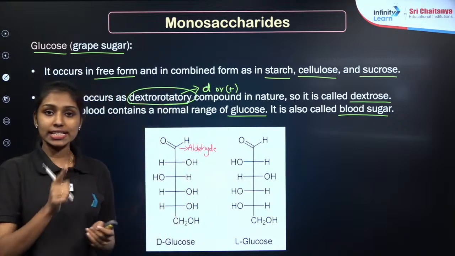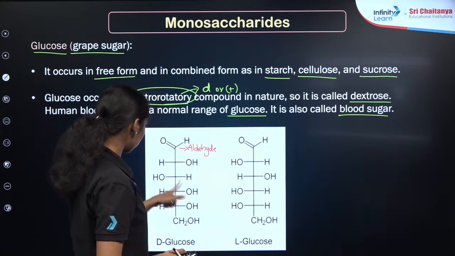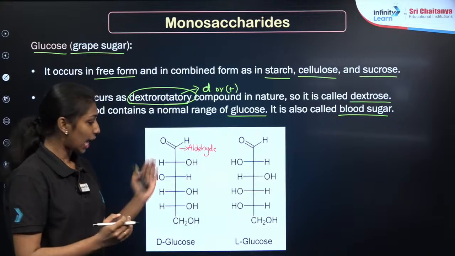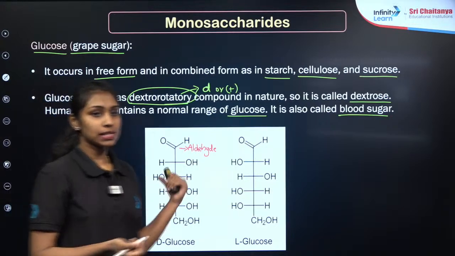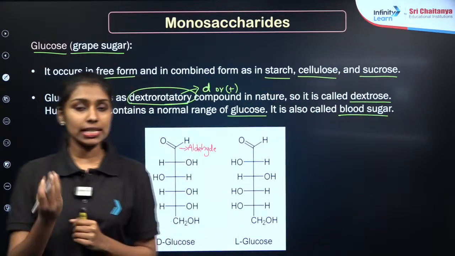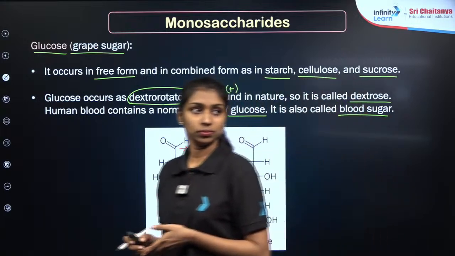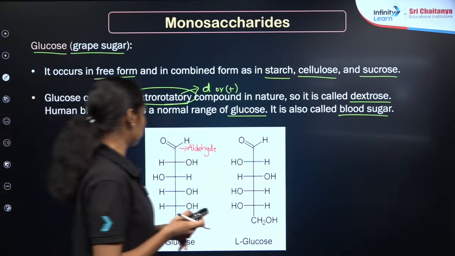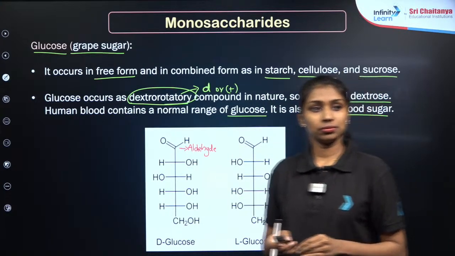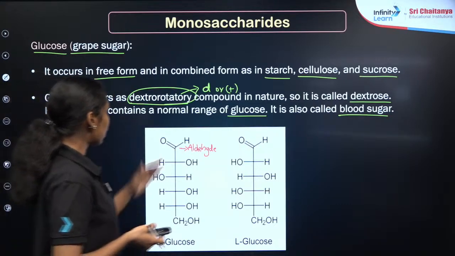These OH groups are known as hydroxy groups. It contains more than 2 or 3. How many OH groups are there? 1, 2, 3, 4, 5, right? Five, which means it is a polyhydroxy aldehyde, so I can call it an aldose. Then how many carbon atoms are present here in the case of glucose? I just want to know whether it is hexose, pentose, triose or tetrose. Just count the number of carbons.